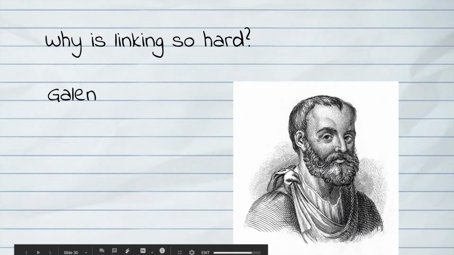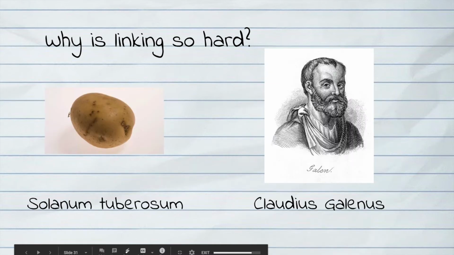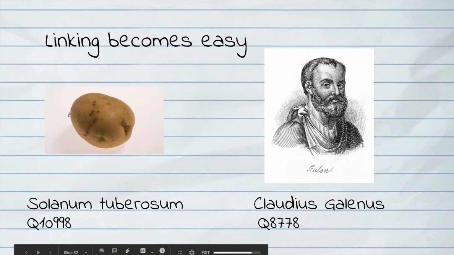For example, what if we took the philosopher Galen? He's also known as Aelius Galenus, Galen of Pergamon, Claudio Galeno. Should we just use the Latin name for all people? What linked open data does is it takes every type of entity and it creates a unique ID number that connects all the different names together. This is called a QID. Linked open data has IDs not just for people and places and things, but also for relationships.